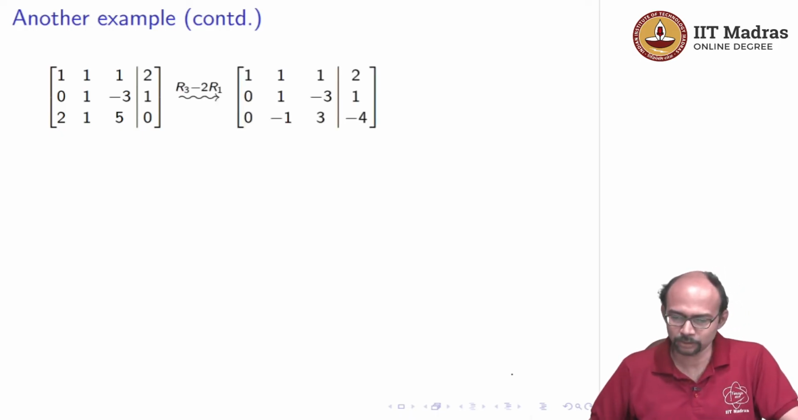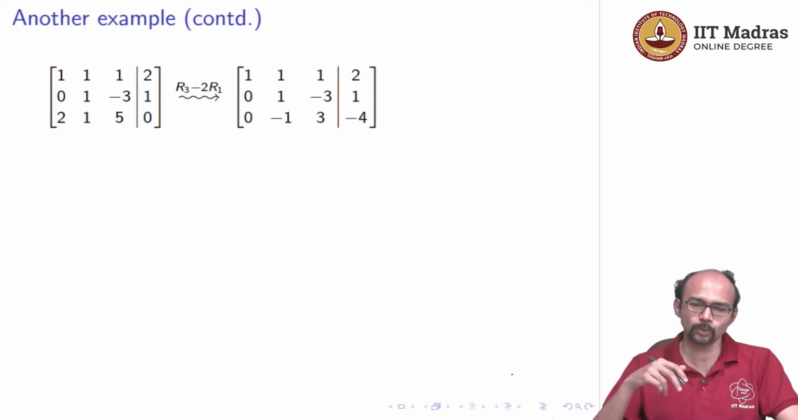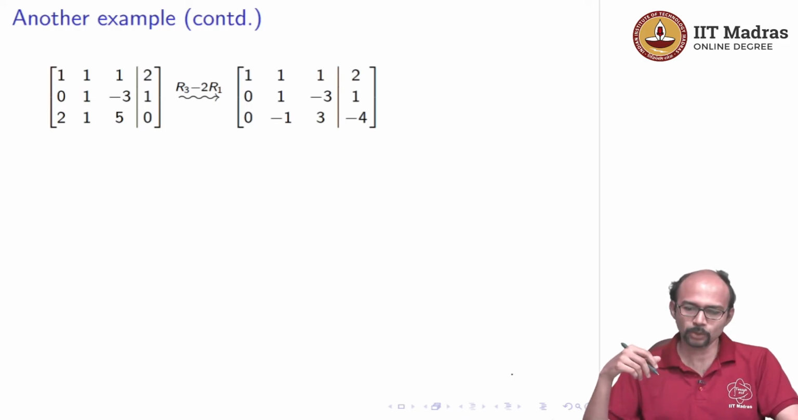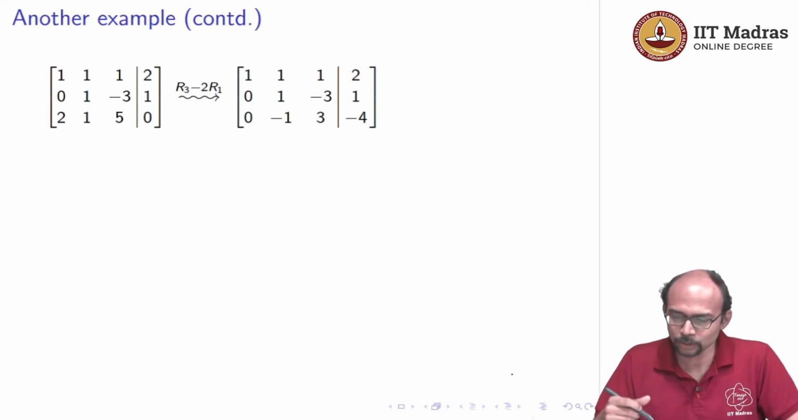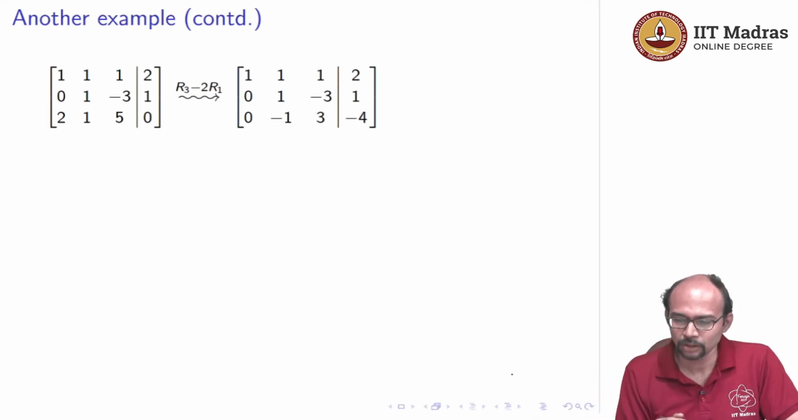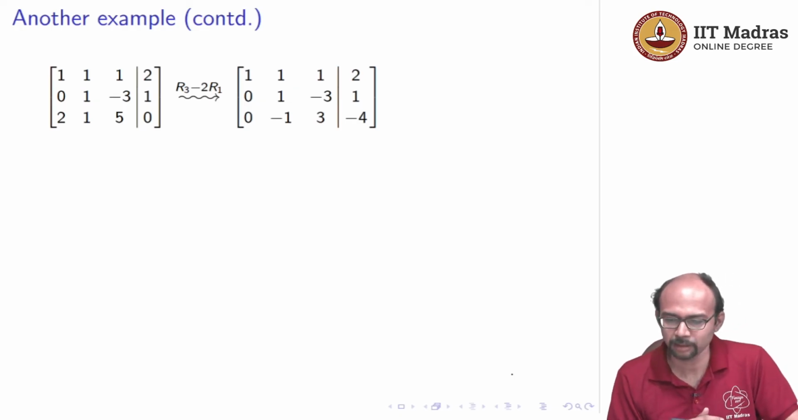So, maybe let us write down the first step. So, this is R3 minus 2 R1. Why R3 minus 2 R1? Well, there is already a 1 in the 1 1th position. So, R3 minus 2 R1 cancels that 2 in the first column, and note that we have also applied this on the last column. So, the last column entry becomes minus 4.